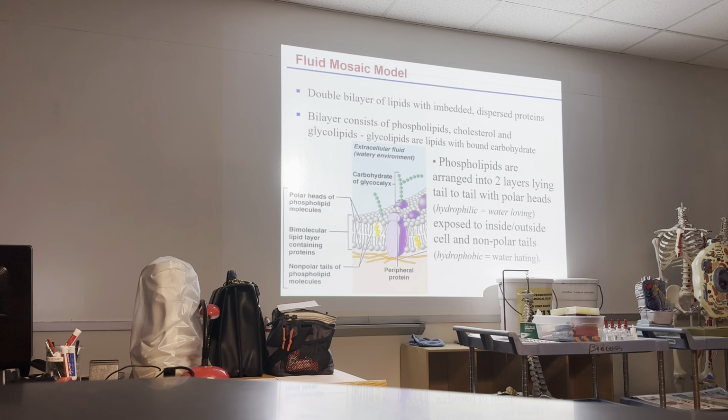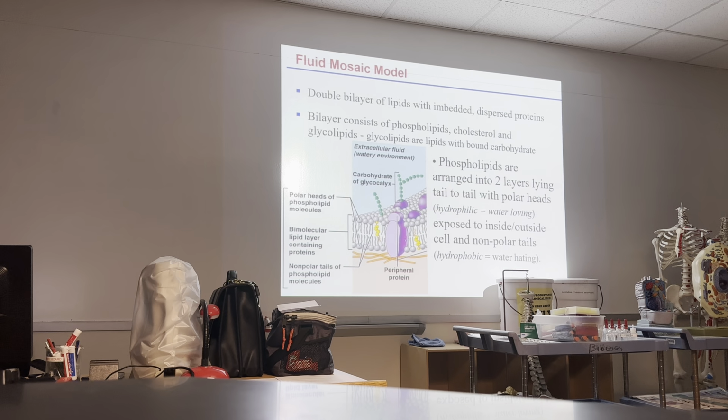Phospholipids are arranged into two layers, lying tail to tail with polar heads. Hydrophilic equals water-loving, exposed to inside-outside cell, and nonpolar tails, hydrophobic, is water hating. So what is this fluid mosaic layer of this bilayer composed of? Phospholipids, cholesterol and glycolipids. That will be on your exam, on your essay, open-ended. Make sure you write it down, guys. Write it down, because if you don't write it down, you're gonna get it wrong. So you got all this time till next week to study this. So, phospholipid, cholesterol, and glycolipid.